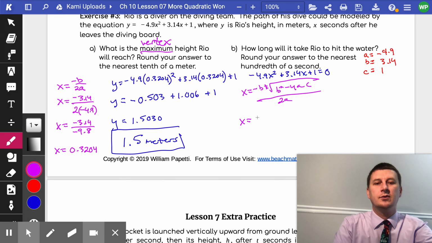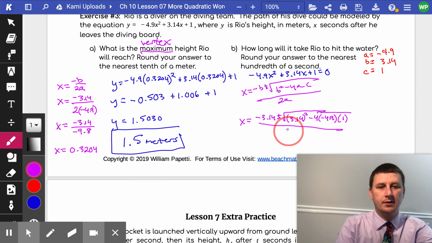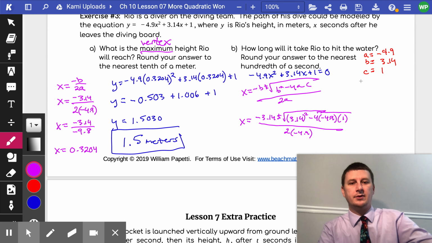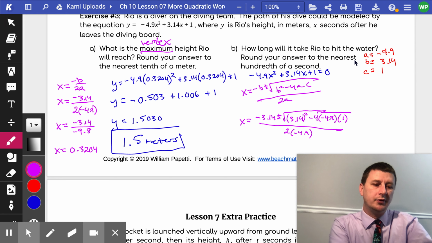So let's try to make this a little bit neater when I substitute in. So x equals negative 3.14 plus or minus the square root of 3.14 squared minus 4 times a times c, all divided by 2 times a. Lots of decimals here. That's okay. I'm going to simplify inside that square root first, and I'm going to get 3.14 times 3.14 is that. Okay.